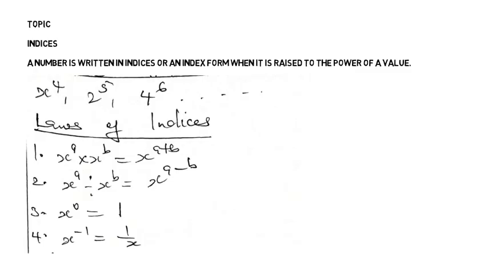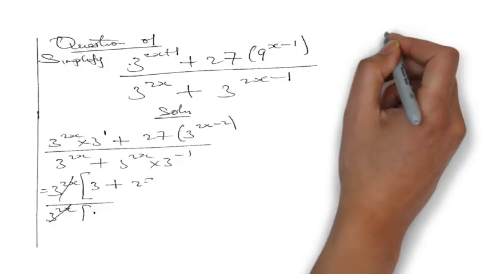Laws of indices. Number 1: x raised to power a times x raised to power b equals x raised to power a plus b. Number 2: x raised to power a divided by x raised to power b equals x raised to power a minus b. Number 3: x raised to power 0 is equal to 1. And number 4: x raised to power minus 1 equals 1 over x.